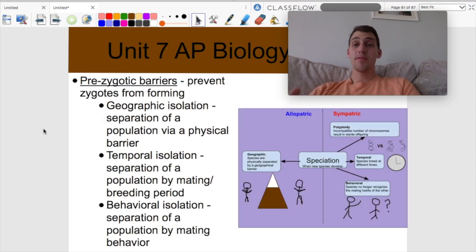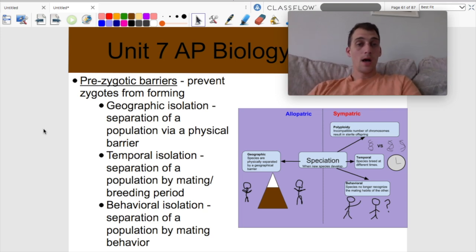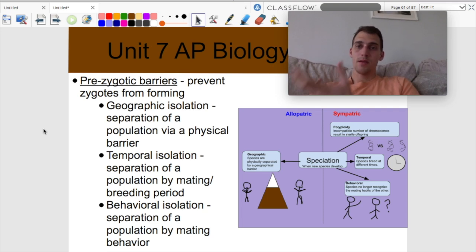So something that might prevent two individuals from producing viable fertile offspring, and thereby separating them as species, is what we call a pre-zygotic barrier. And hence the name, it prevents a zygote from forming, pre-zygote. And remember, a zygote is a fusion of cells between a sperm and an egg. So here are some examples of pre-zygotic barriers.